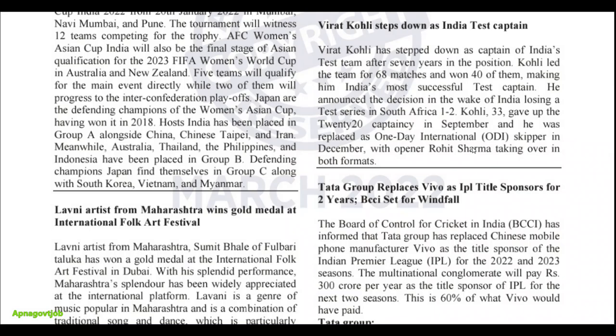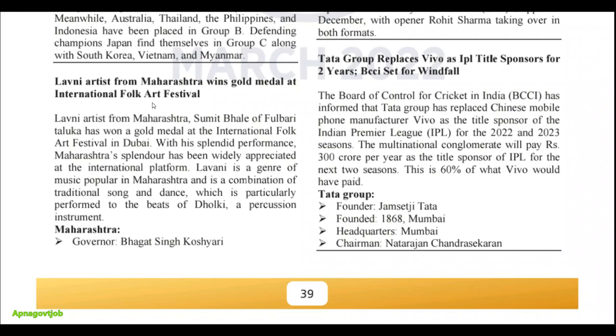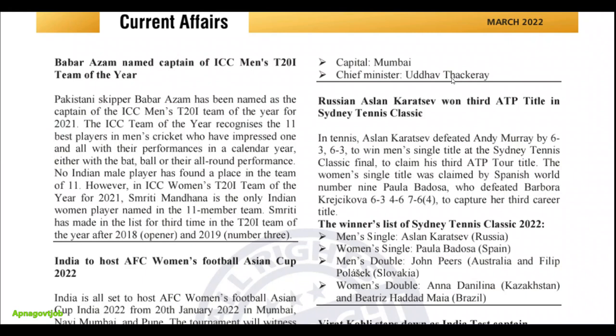See, Lavani, artist from Maharashtra, wins gold medal at International Folk Art Festival, okay? So Maharashtra governor, who is governor of Maharashtra? Then capital, who is capital? CM is who, okay? So all this basic information you should know, because from this also sure they will ask the question. Then the winners list of Sydney tennis, like this all the files you need to study from your October to every month, okay?